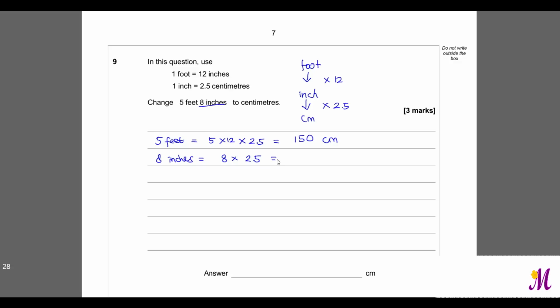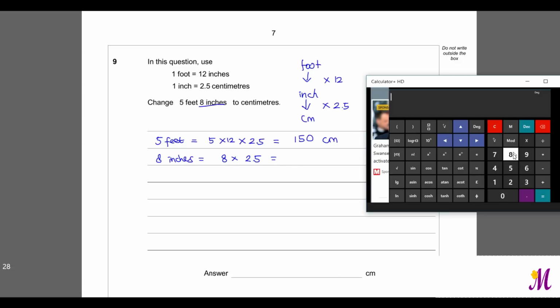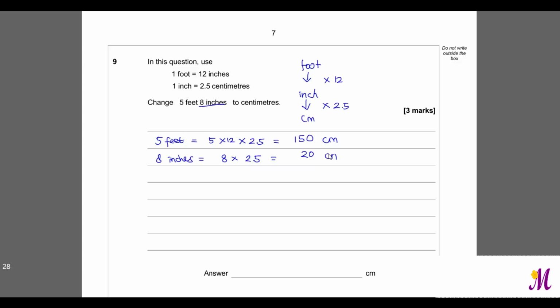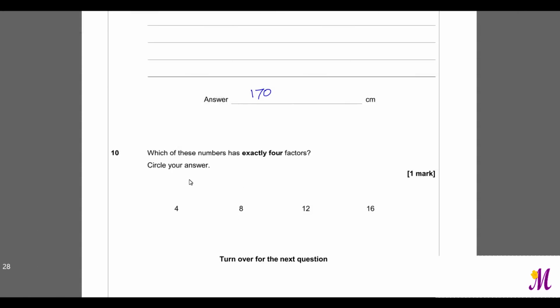2.5. You can use the calculator again. 8 times 2.5 is 20. So it's 20 centimeters. You just add, both are in centimeters: 0 and 0, 5 and 2, and then 1. So it's 170 centimeters. That's it.